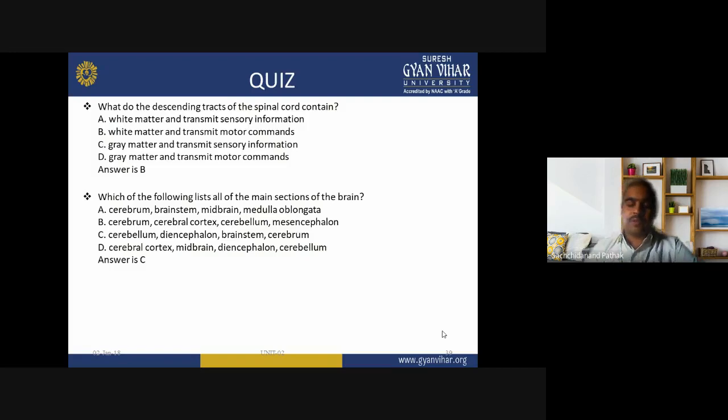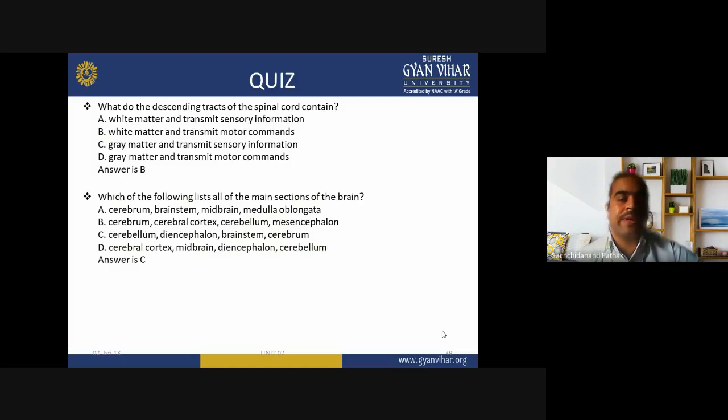Now it's time for the quiz. There are several questions. What do the descending tracts of the spinal cord contain? They contain white matter and transmit motor commands. Yes, answer B is correct.